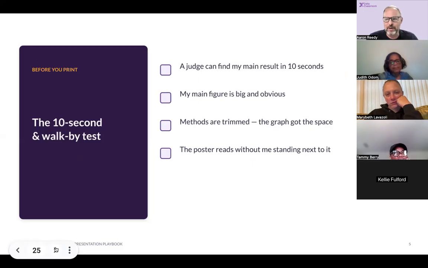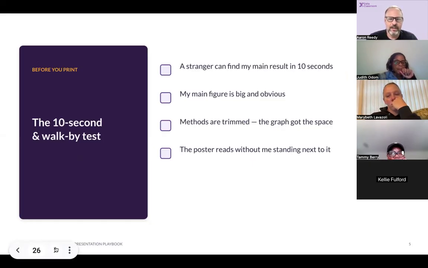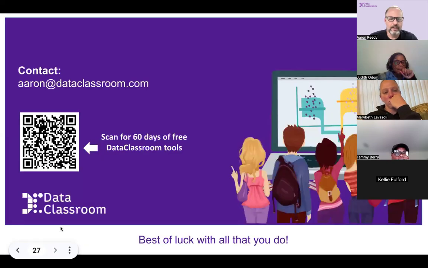Also, I want to just put up this 10-second walk-by test. Is your main figure big? Can you see the main result in 10 seconds? Have you trimmed your methods down sufficiently and given the rest of the space to your graph? And does your poster somewhat read without you standing next to it? So I think all of that can be part and parcel of your test there.